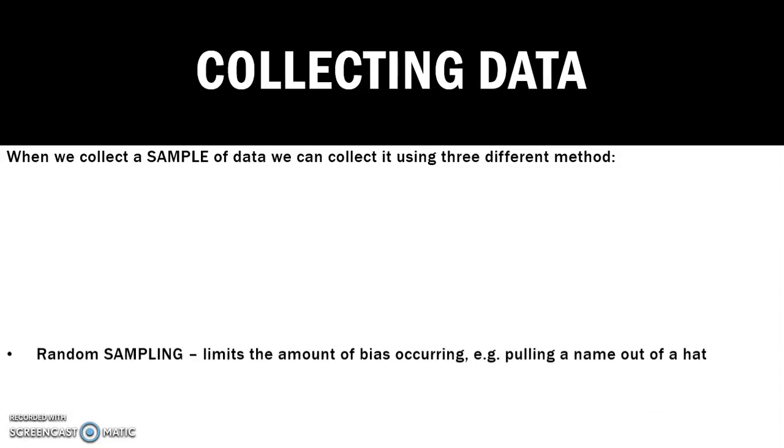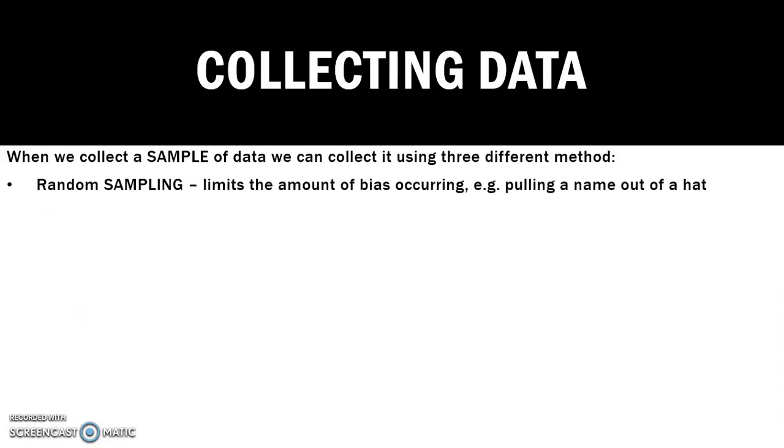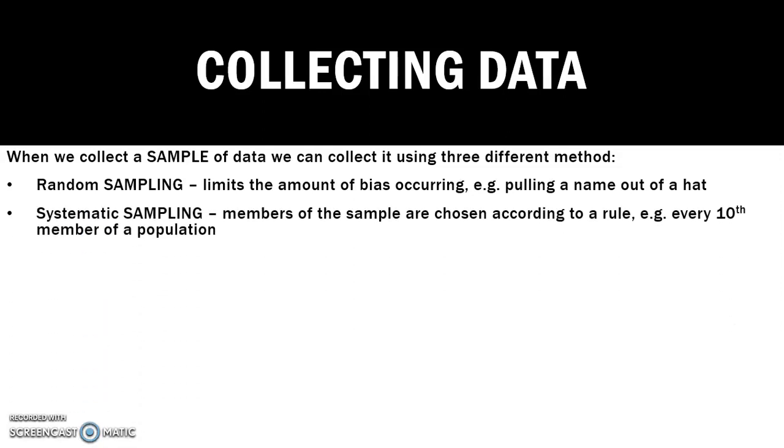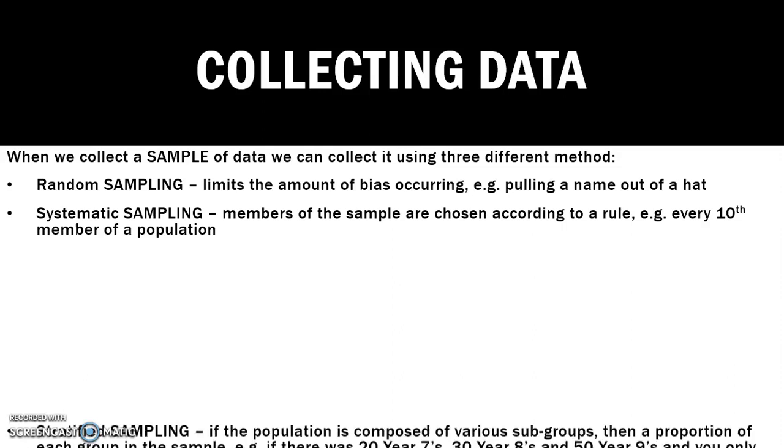three different methods. The first one is random sampling. This limits the amount of bias occurring, and it's in the form of pulling a name out of a hat, for example. We then have systematic sampling, and so that's when members of the sample are chosen according to a rule, such as every 10th member of a population.